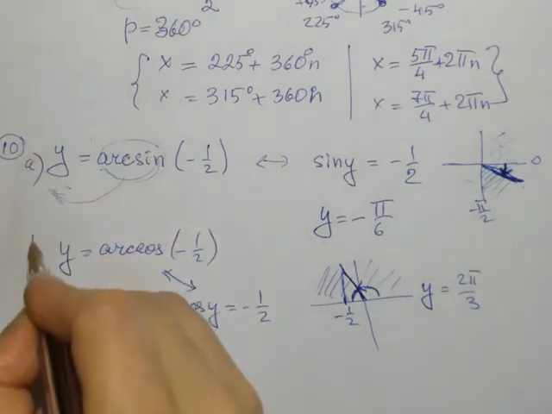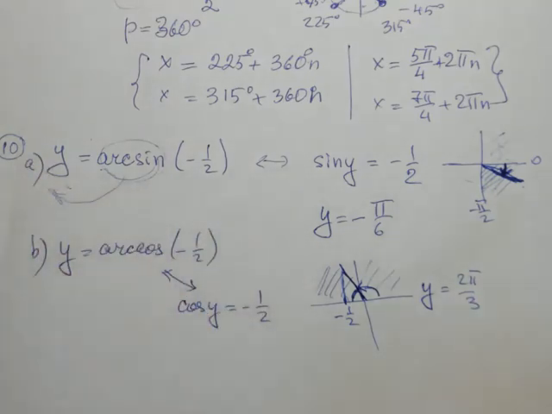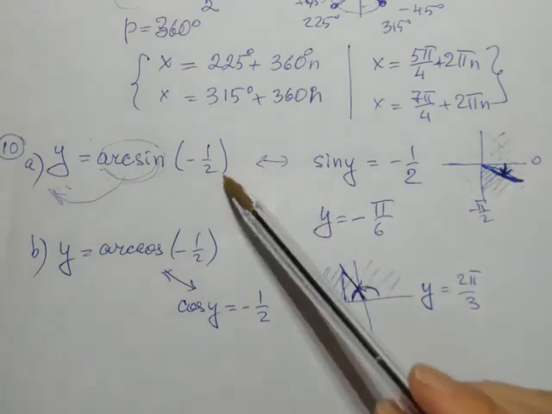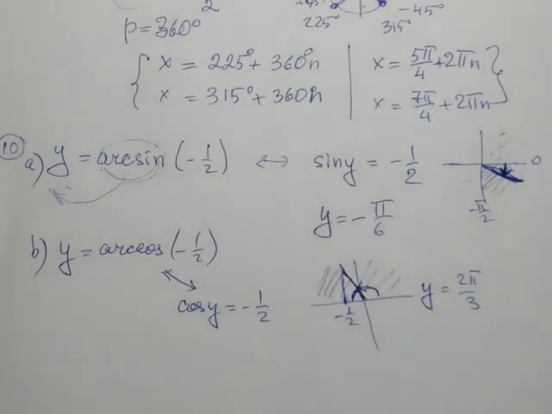So you see the difference. If it is sine inverse of negative value, it is negative angle. If cosine inverse of a negative value, it is a value from the second quadrant.